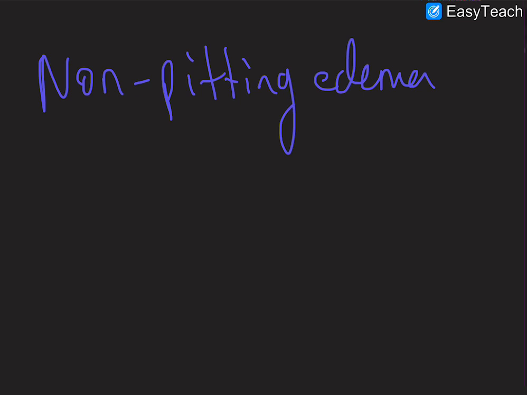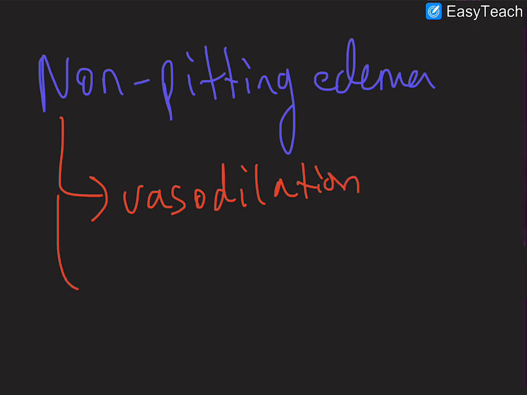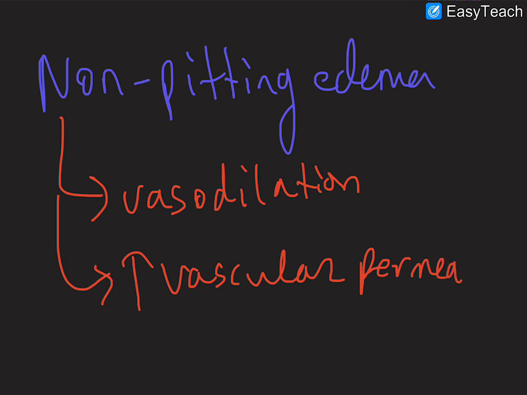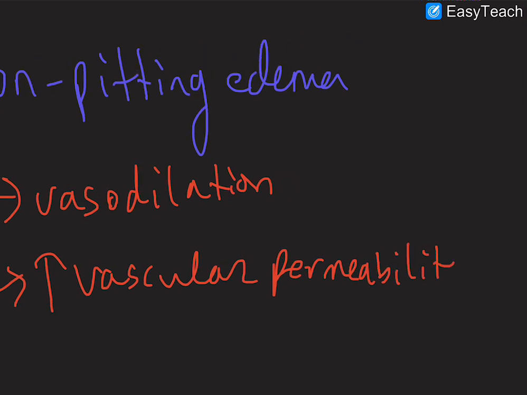Okay. But let's talk more about the differences between non-pitting and pitting edema. In non-pitting edema, this is mostly caused by mechanisms that lead to vasodilation and increased vascular permeability. So remember, vasodilation and increased vascular permeability. Okay, so why does this happen? Why does this lead to non-pitting edema?